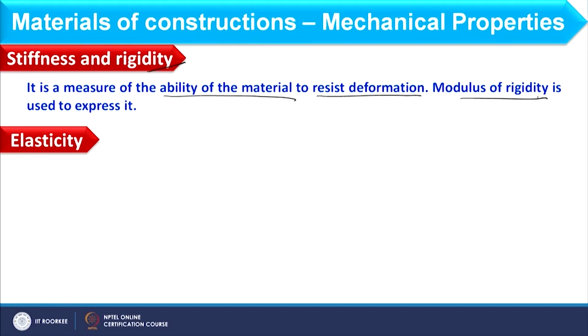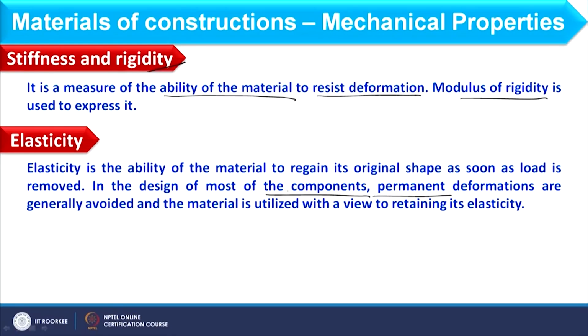Elasticity, you understand that when we apply stress to a particular object, it deforms. When we remove that load or stress, the material will regain its original shape. That we can call as elasticity of the material. So, in the design of most of the components, permanent deformation is generally avoided and the material is utilized with a view to retaining its elasticity.